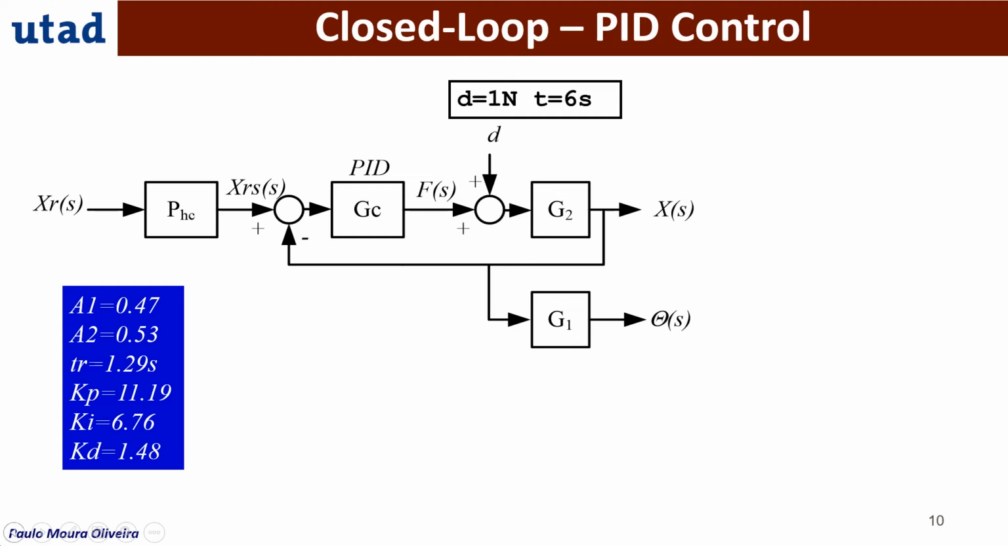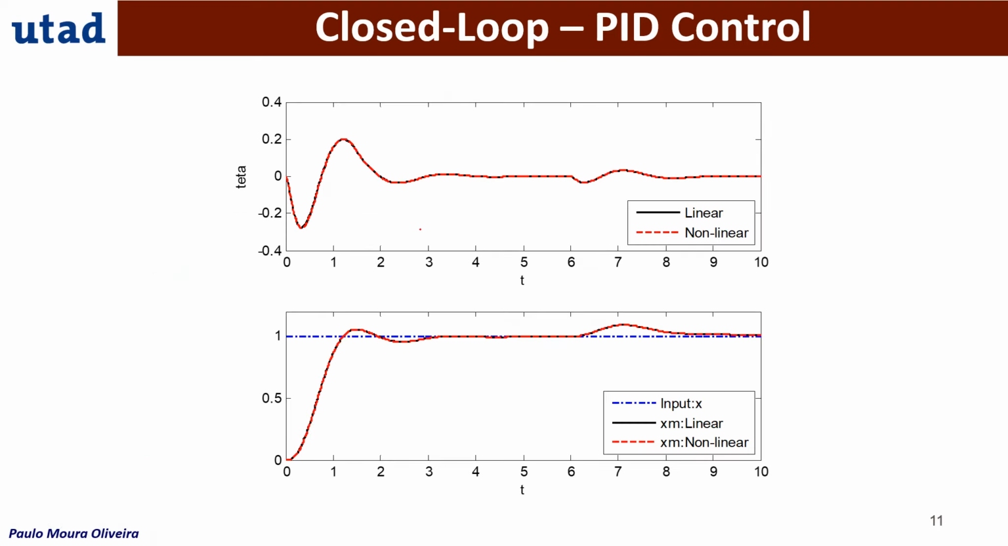So the new settings are these ones. These are for the Posicast, as you can see here, and these are for the PID controller. And we are going to repeat the simulation, as you can see. There is a perfect overlap between the linear and nonlinear model. So we can see that in this case, with these controller gains, the linear approximation is valid.